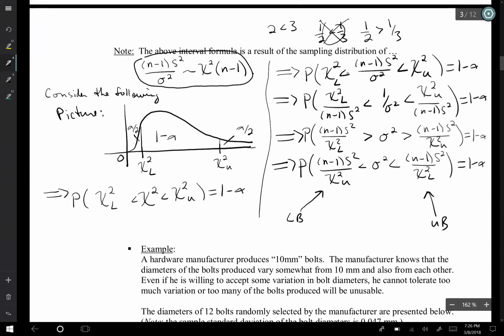And then the rest of this, going through all these expressions, is just a matter of getting sigma squared by itself in the middle of the two inequalities. It's an algebra game, really. And the first thing that we did was we divided everything throughout by n minus 1 times s squared. And so that goes away in the middle, but it pops up over here, and over here.